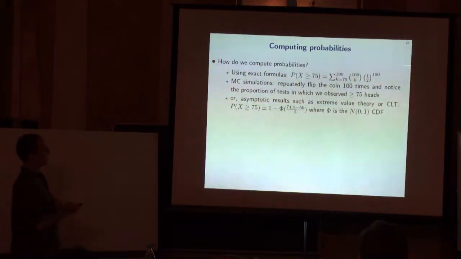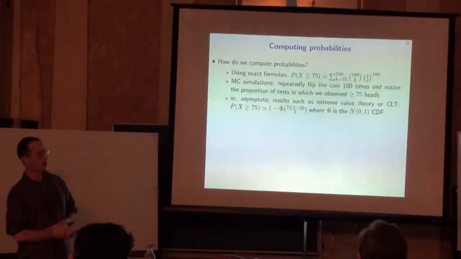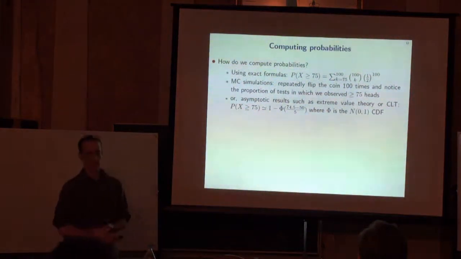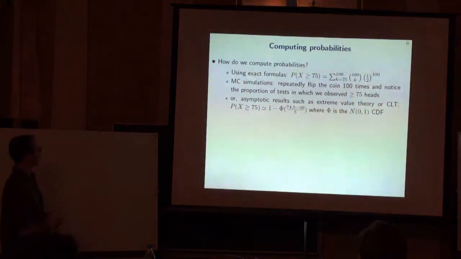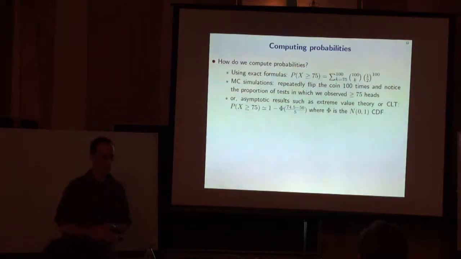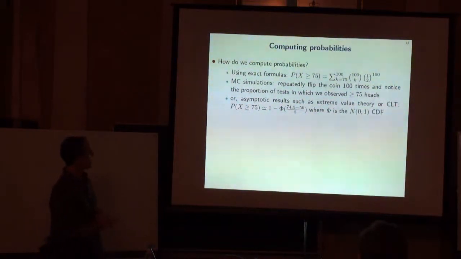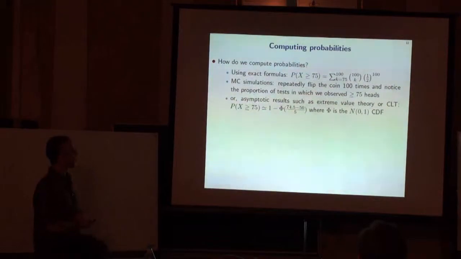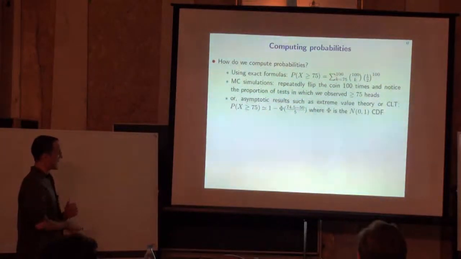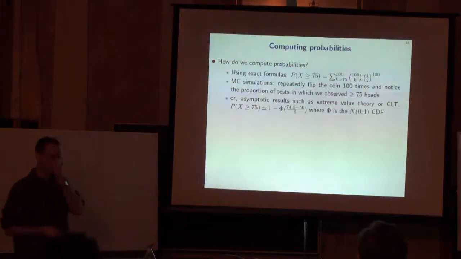I can use Monte Carlo simulation. I will repeatedly flip the coin 100 times, and I'll observe the proportion of tests where I observed more than 75 hits. So that's the second way. The third way I can think of is using asymptotic results, such as extreme value theory or the central limit theorem. In this case, I would use the central limit theorem, which tells me that I can approximate a binomial distribution with a normal one. This is just the standard normal approximation to the binomial distribution. So these are the three ways I can think of.